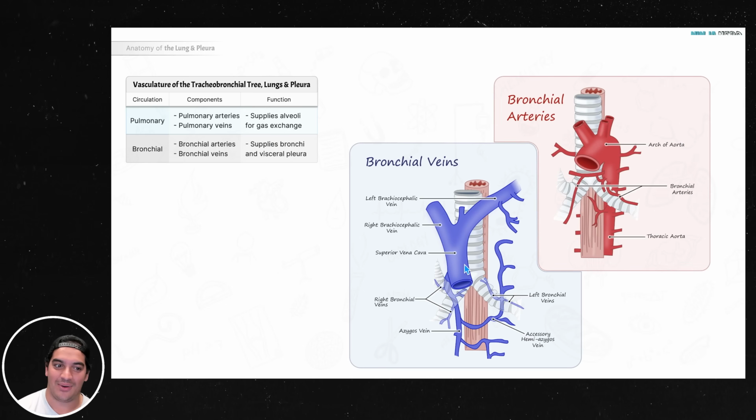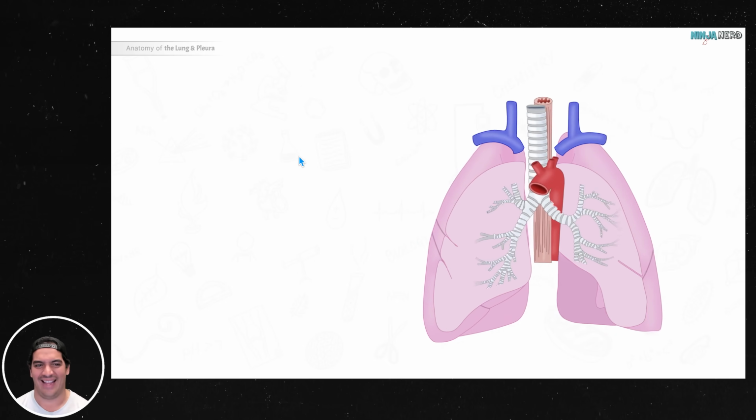So that's them. And so again, they supply the bronchi. And they even supply, as you can see here, a little bit of the visceral pleura. All right. The parietal pleura is supplied by the intercostal arteries and drained by the intercostal veins. All right, that was pretty cool.